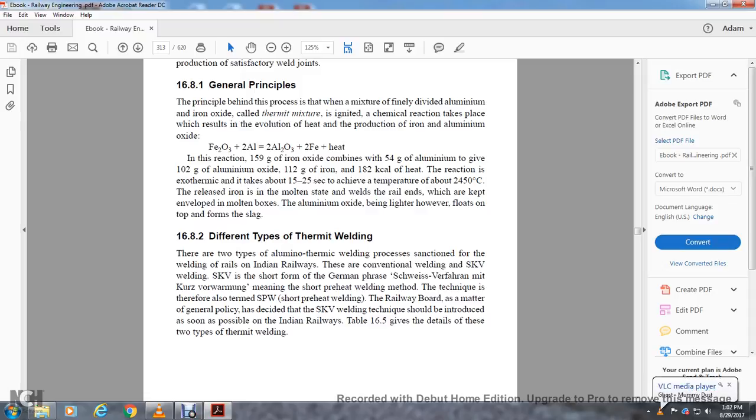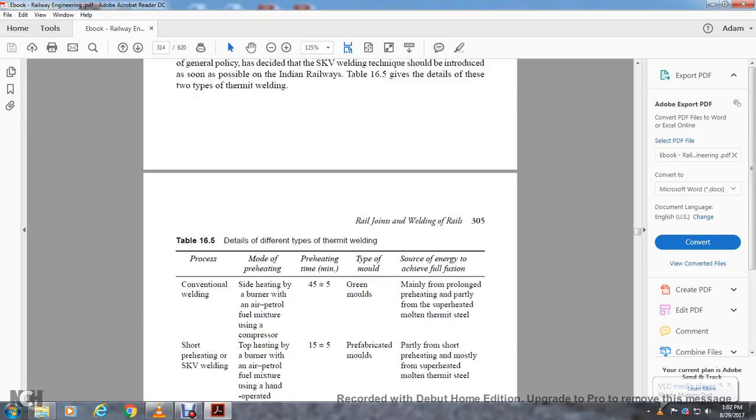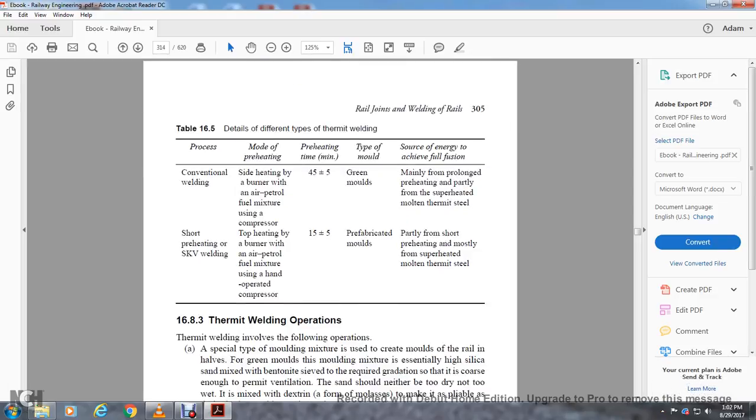The Railway Board has made it a general policy and decided that the short preheating welding technique should be introduced as soon as possible on the rails. Table 16.5 gives the details of the two types of thermite welding. In conventional welding, the mode of preheating is by a burner with an air-petrol fuel mixture using a compressor.